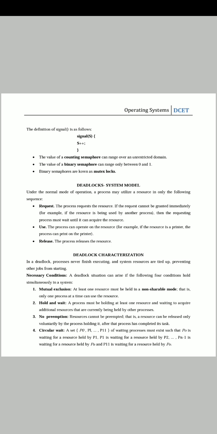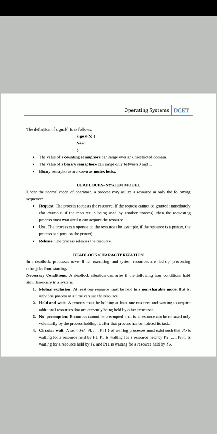If any process tries to access a particular resource that is held by some other process, and that process does not release the resource, it means no preemption. The resource has not been preempted from the process that requested it. That condition we call no preemption. If it is satisfied, it leads to a deadlock.